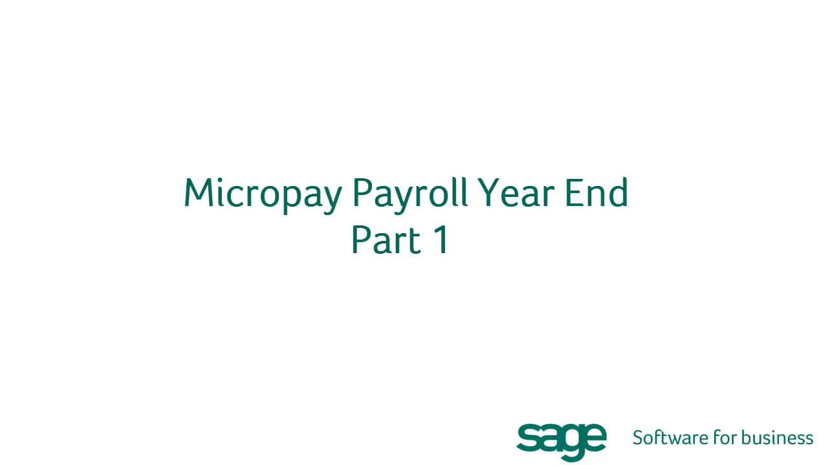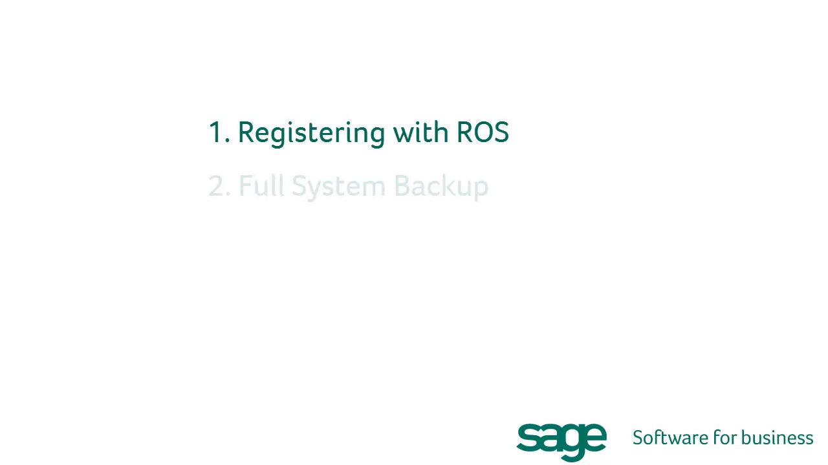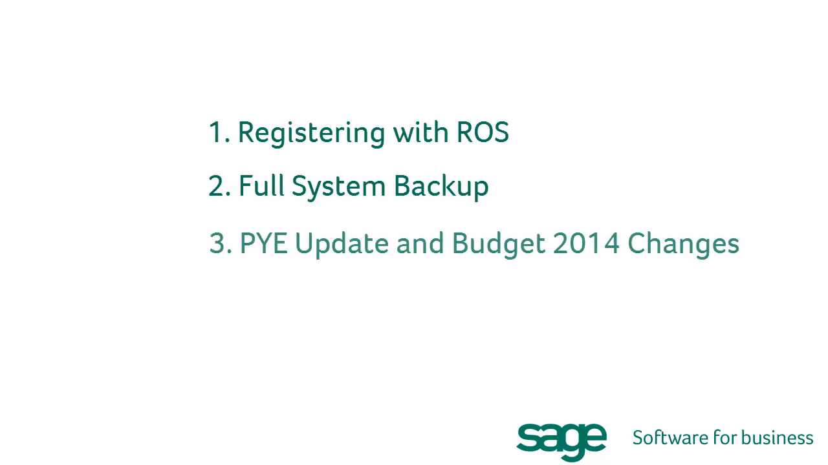Part 1 of the payroll year-end process involves registering with ROS, a full system backup, and installing the PYE update, which also includes all budget changes.